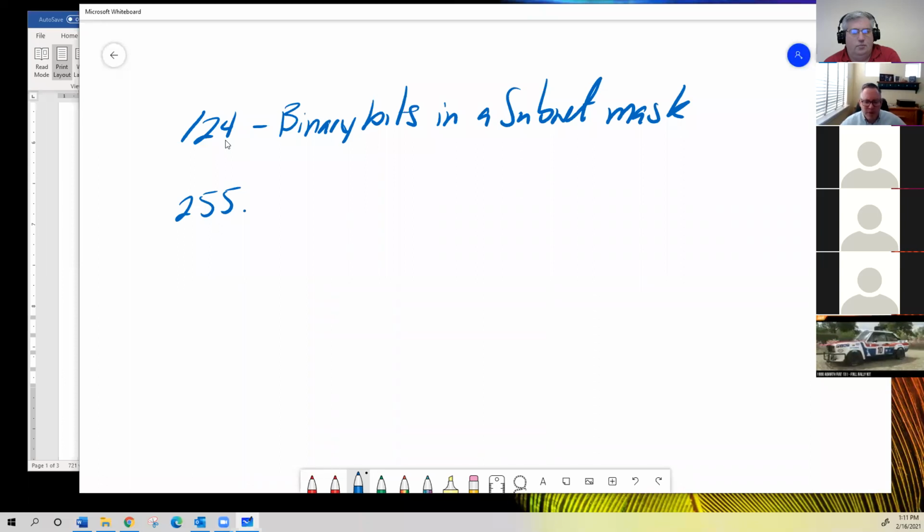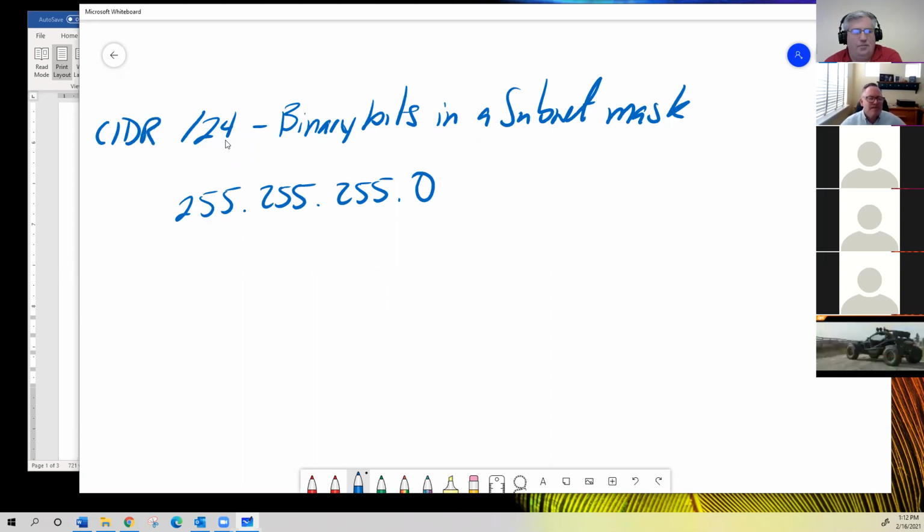Okay, say the whole subnet mask. Oh, I think it's 255 again, right? And then 255 again, and then 0. Okay. Correct. I was right. Yeah. So that is a /24. This is CIDR notation. That's what it's called. That's the acronym.